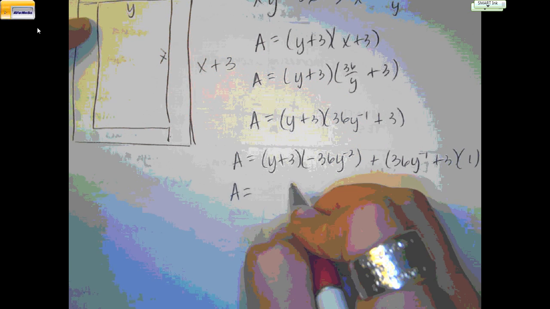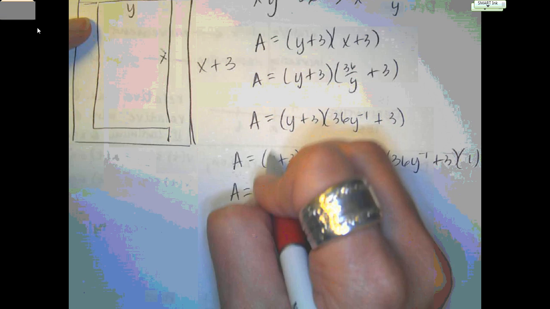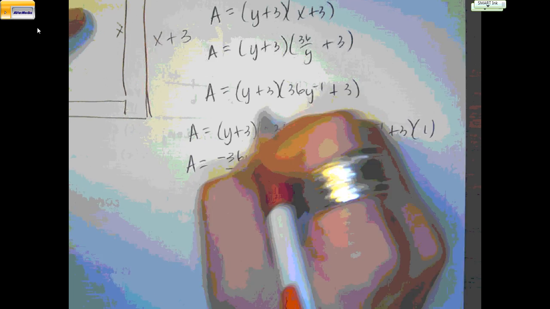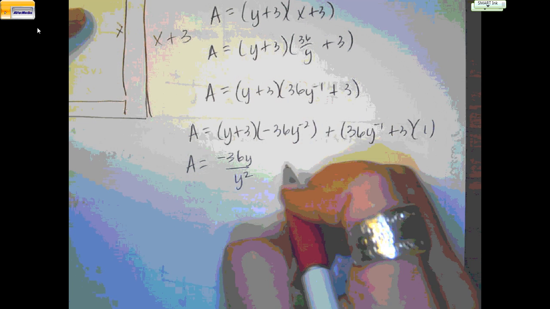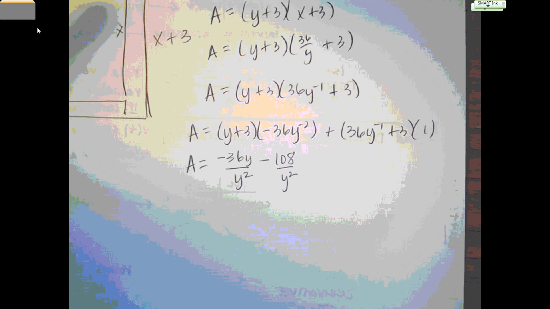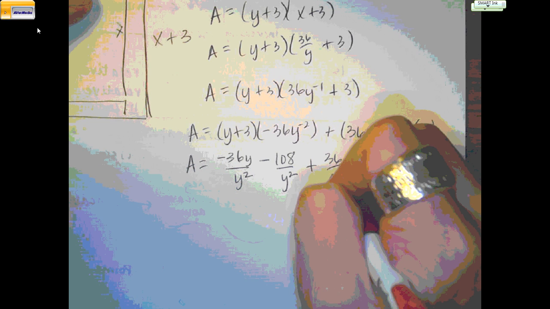So now we can start to put things together. I'm going to go ahead and distribute this into both of them, and I'll do this the long way: negative 36y over y squared, because this is on the bottom. Do you remember that? And then we multiply by a positive 3, and that's going to give us a negative 108 over y squared. And then plus 36 over y plus 3.